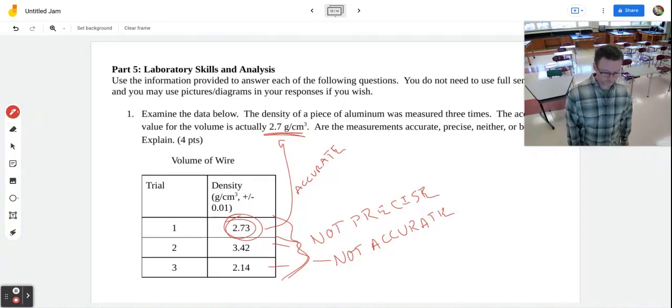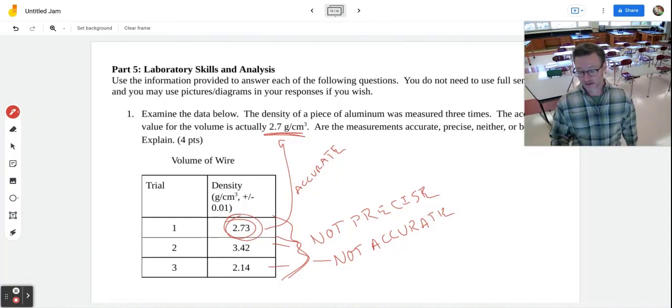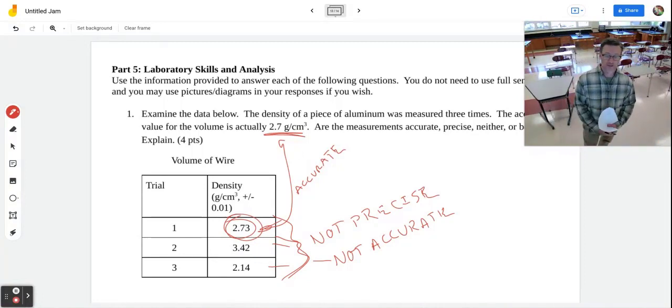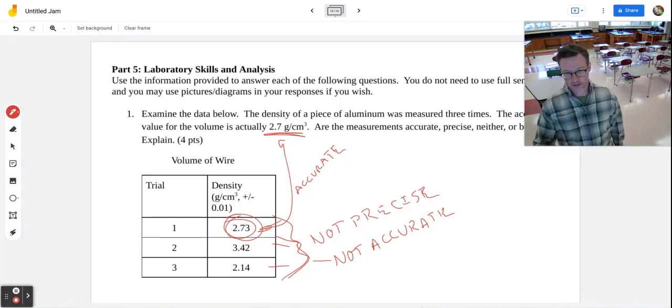All right, so if you just said not precise and not accurate, I would accept that, but I do want to say, this answer is accurate, but the fact that it's one among three that are wildly different means that it probably was just lucky. So that's how I would answer that question.